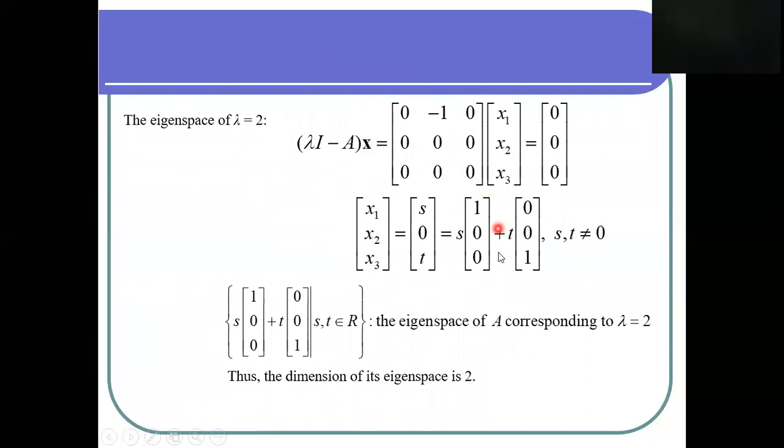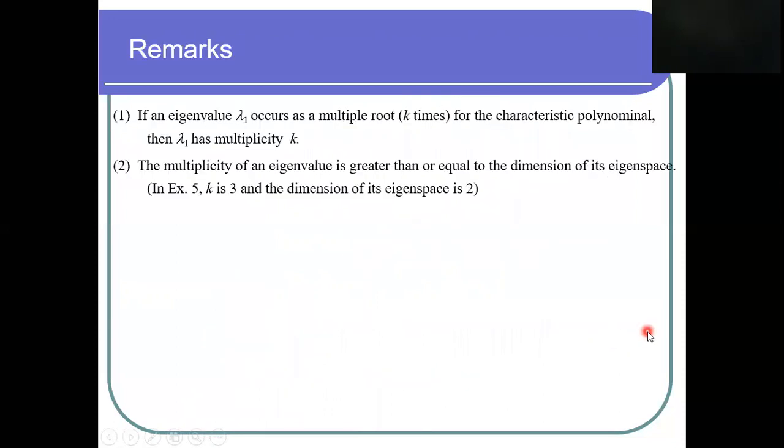So you have the solution to this homogeneous system, (1, 0, 0) and (0, 0, 1), and it has infinitely many solutions because s and t are free variables. In that case, we have two independent vectors, (1, 0, 0) and (0, 0, 1), and two free variables. In that case, the dimension of the eigenspace will be 2, corresponding to lambda equal to 2.